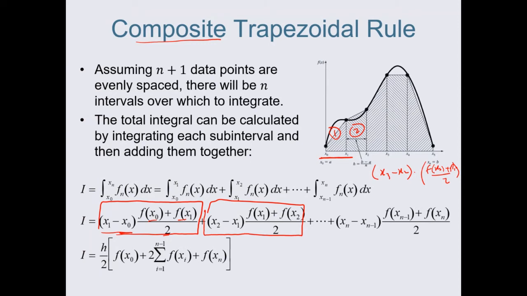Now if you say that all these are equally spaced, and we say that they are of the size h, so that x2 minus x1 is the same as x3 minus x2, which is the same as x4 minus x3, and they're all equal to h, so the distance is equal. Then you can replace all these by h.